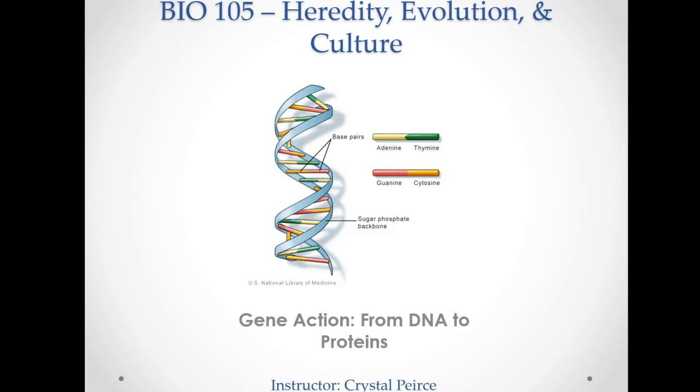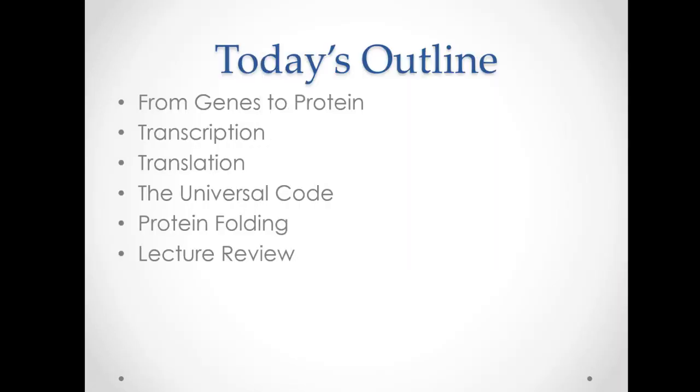So this particular lecture is going from our sequence of DNA into a physical thing, which happens to be proteins. We're going to talk about how we get from a gene to a protein. It involves two major steps, which we'll cover in this lecture: transcription and translation. We're also going to talk about the universality of what we call the genetic code, and how every organism essentially is using the same system. And then finally, we'll finish off with what we do with a protein once we're finished assembling it.